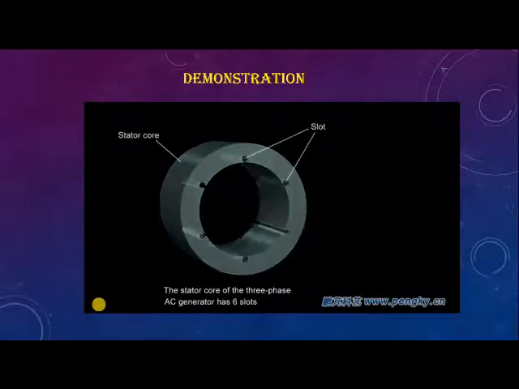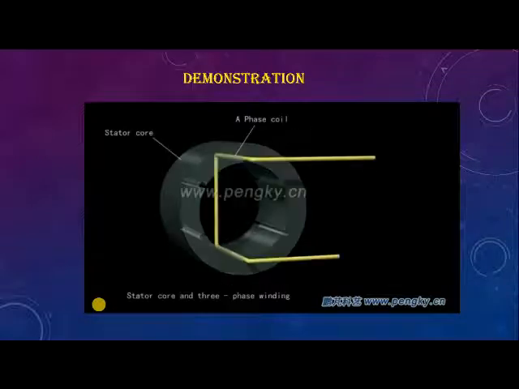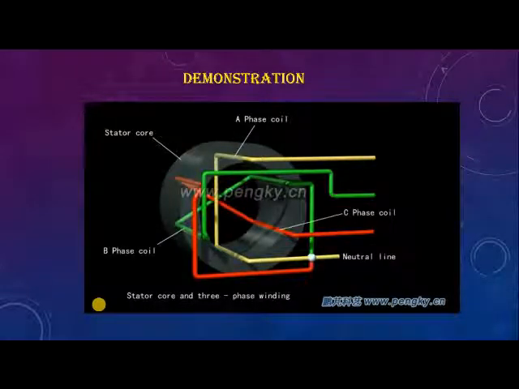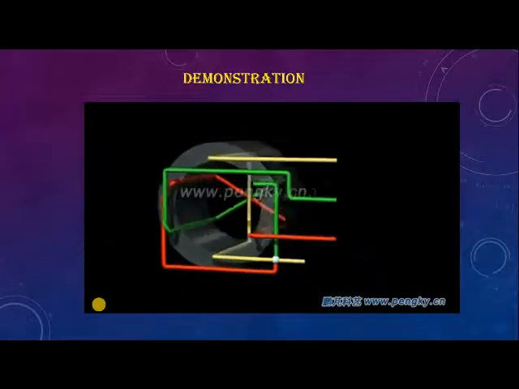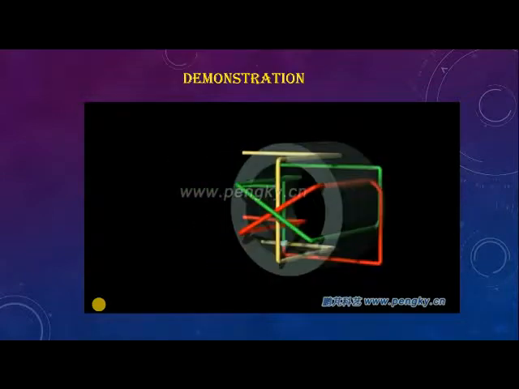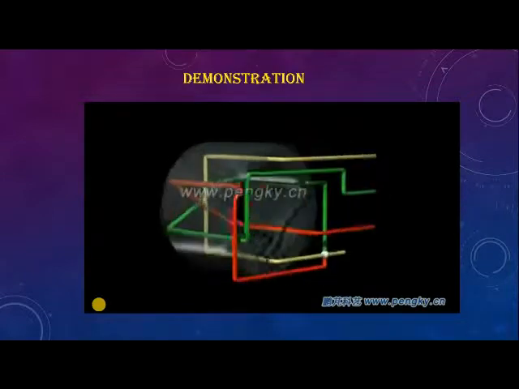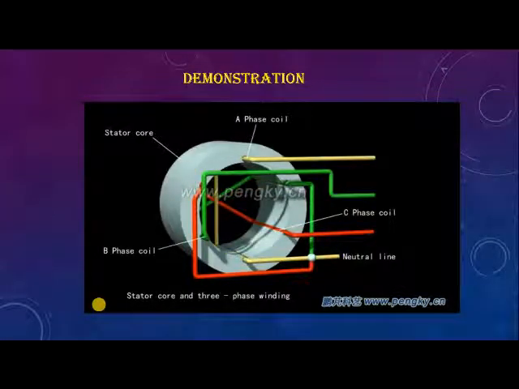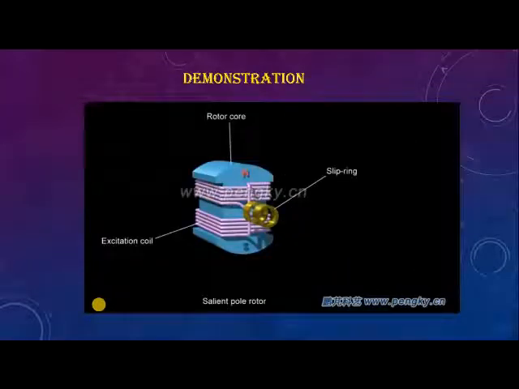So here is the stator core. We have 6 slots. First we have placed the A phase coil in the slot, then the B phase coil. One end of A phase and B phase coil are connected together. Now the C phase coil, the red one. One end of the red coil is also connected together with green and yellow. So the conductors of the coil are placed in opposite slots.